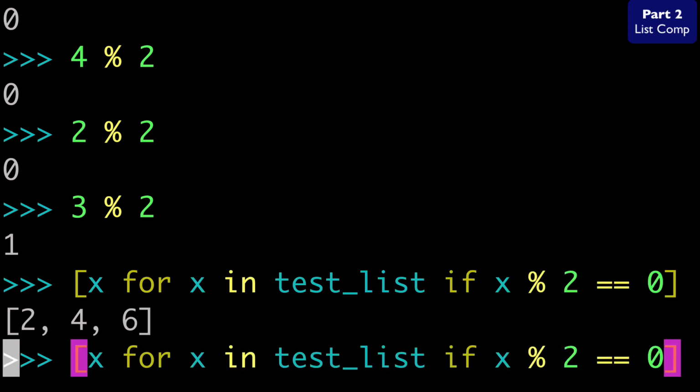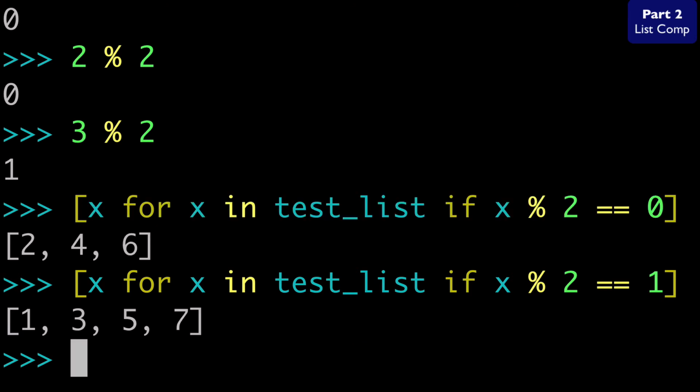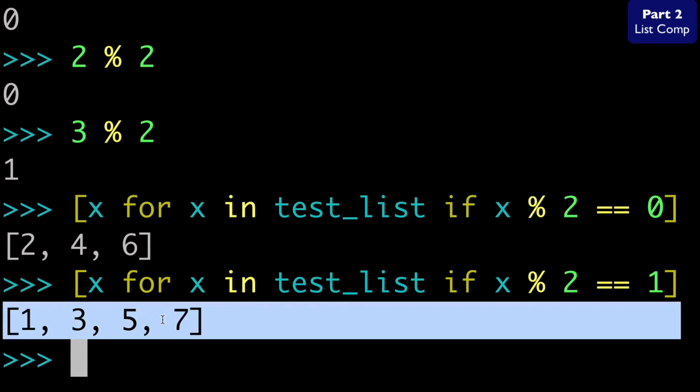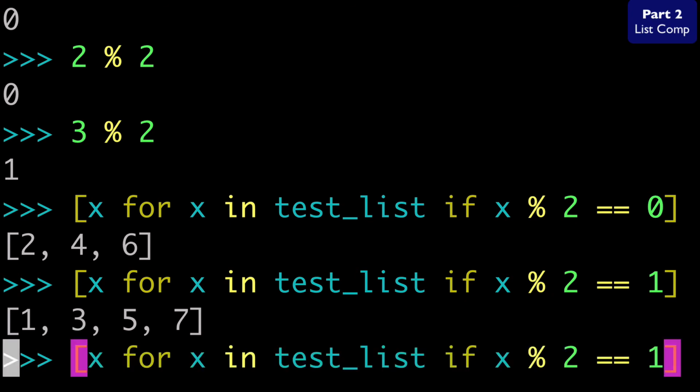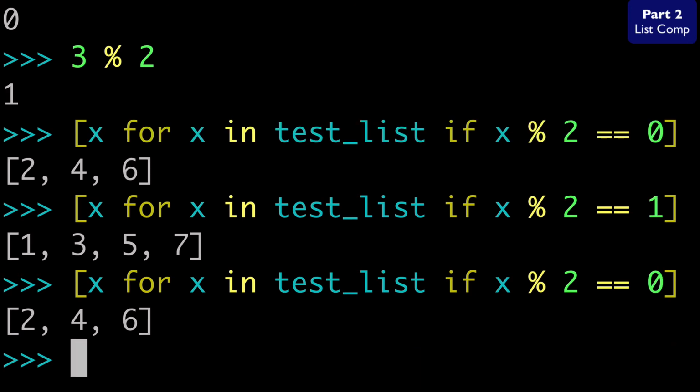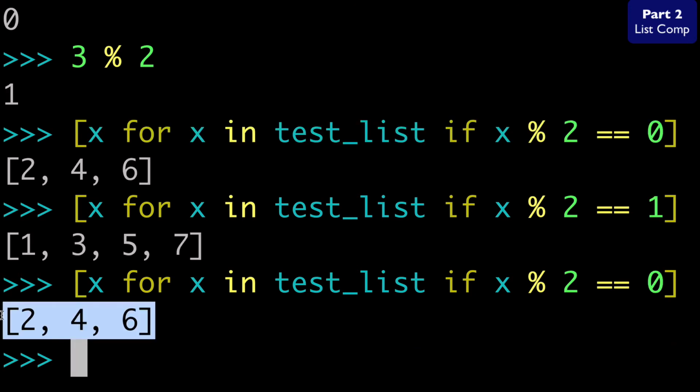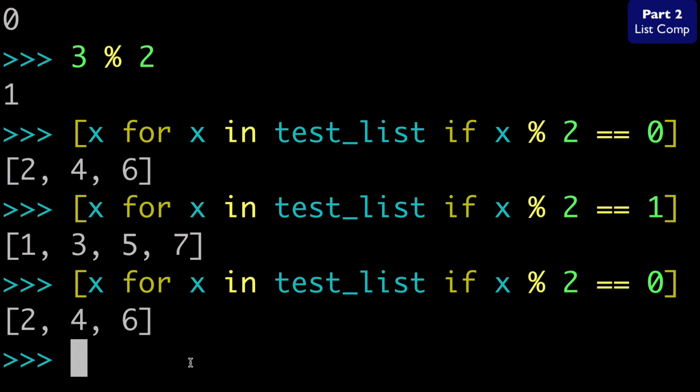Worth noting at this time that if we modified this such that we were looking for 1, so we were filtering for values that did result in a remainder of 1, then we would get that opposite list, right? So we would get 1, 3, 5, 7. But of course, the title of this video is removing odd numbers, so we're going to focus on filtering out those odd numbers such that we have our even numbers of 2, 4, and 6.